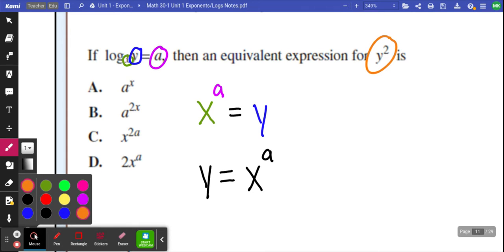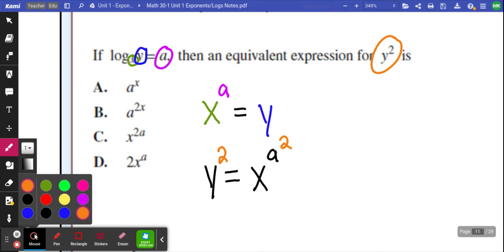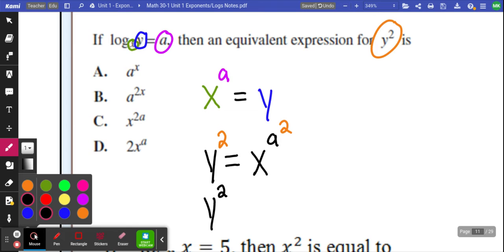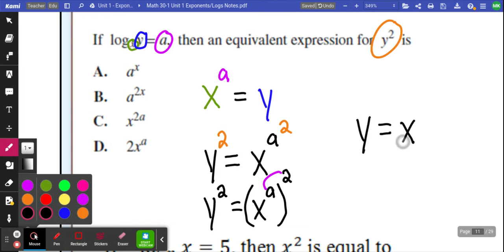What does y squared equal? Well, y squared means you squared both sides. So y squared equals x to the power of a, squared. What's our rule when we have an exponent with an exponent? We multiply it in. All right, so that 2 is going to come in. That will be y squared equals x to the power of 2a. The answer is C.